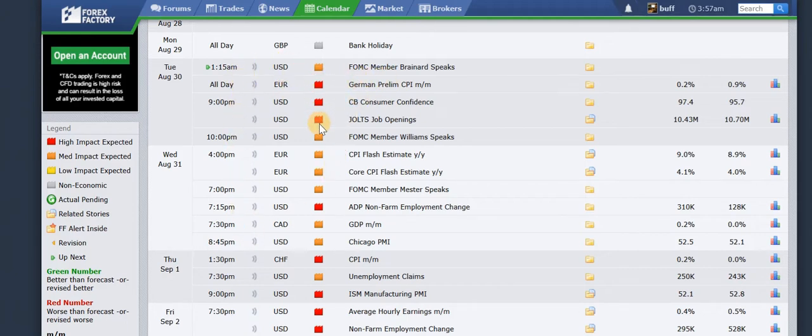So I'm only really interested in the red. The red ones are the high impact news events. So we've got nothing on Monday. It's all quiet everywhere. It looks like the UK's even having a holiday for some reason. Tuesday out of Europe, we've got German prelim CPI numbers, US CB consumer confidence, and JOLTS job openings out of the US. Wednesday, US ADP non-farm employment change. Doesn't really move the markets too much. Thursday out of Switzerland, CPI numbers, and out of the US ISM manufacturing.